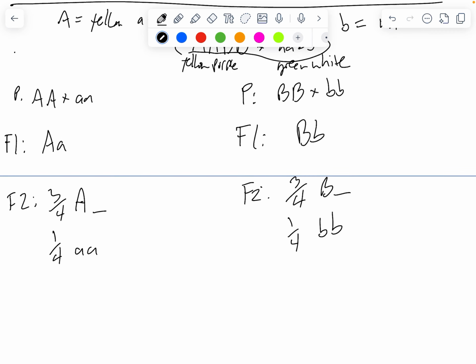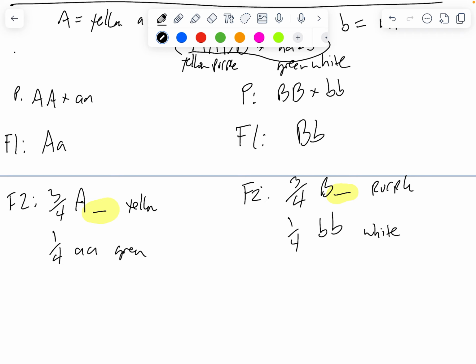And so I'm using this underscore right here to represent that it could be big B, or it could be little b. So this is a phenotypic notation. I'm just saying that they have the dominant phenotype by saying they're A underscore. So they're yellow and green, purple, and white. All right, so I've teased them apart to make this part easier to get my F2 results per gene.